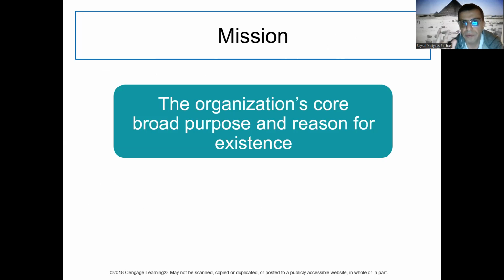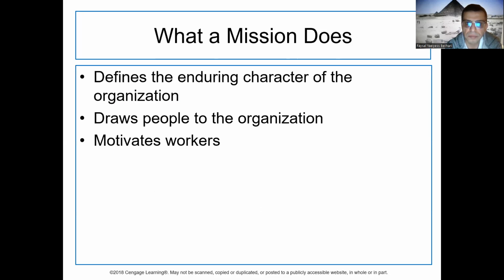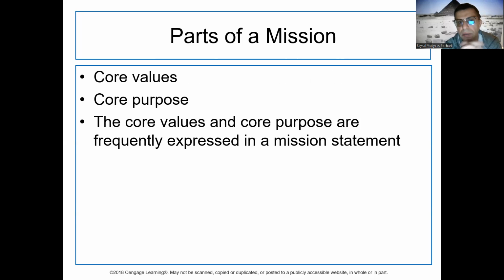Now, when you have a vision, you need a mission. A mission is the organization's core broad purpose, a reason for existence. What a mission does is define the enduring character of the organization. It also draws people to the organization and motivates the workers. Part of the mission needs to be a core value and a core purpose. The core value and the core purpose are frequently expressed in a mission statement, so you also need a mission statement defined.